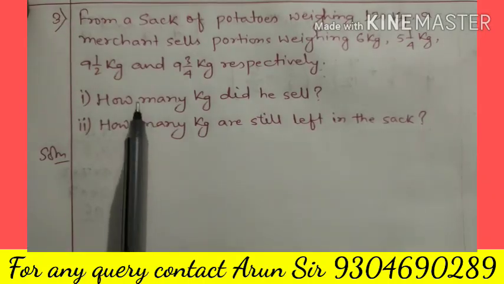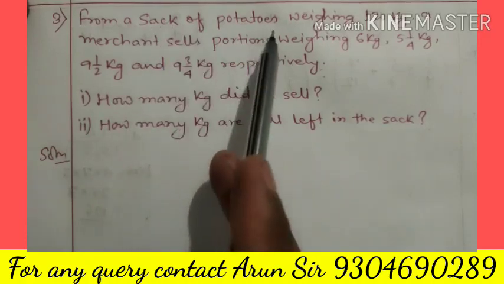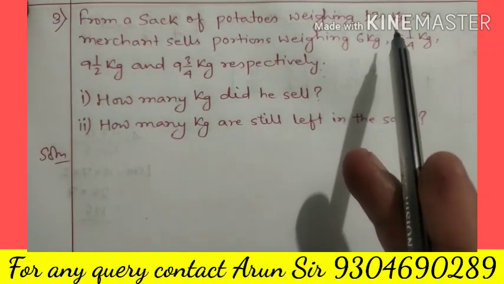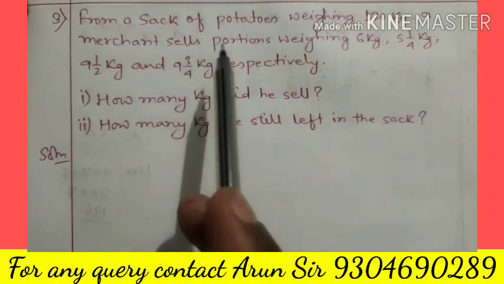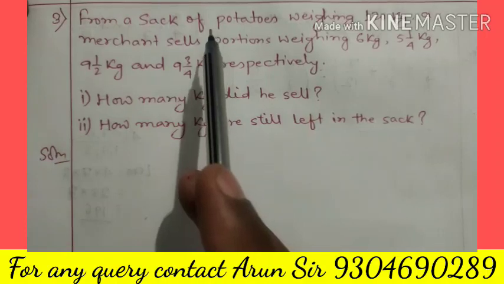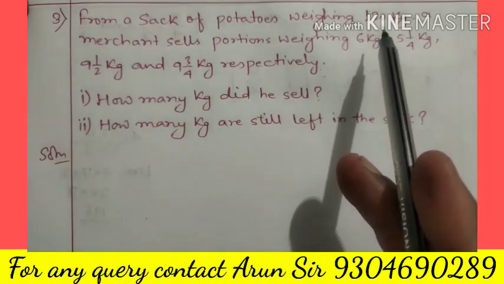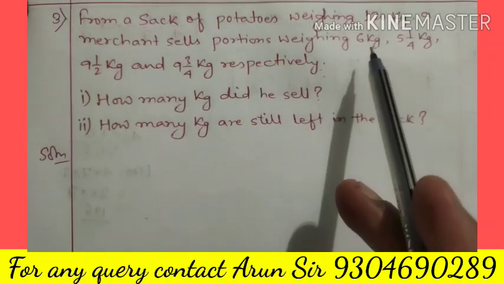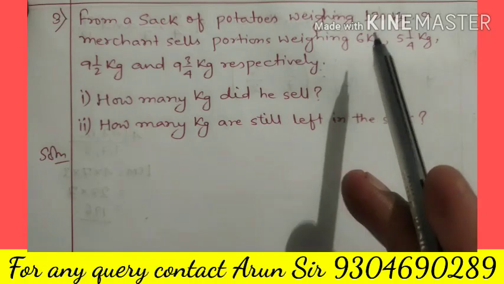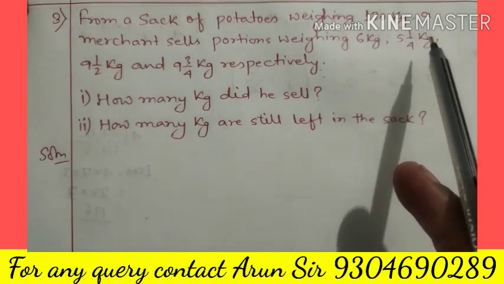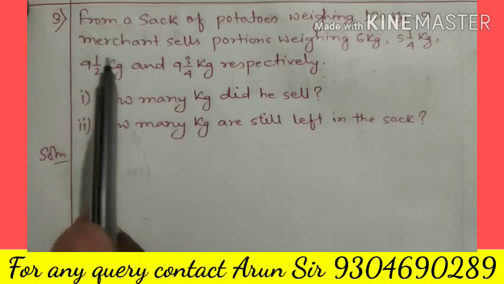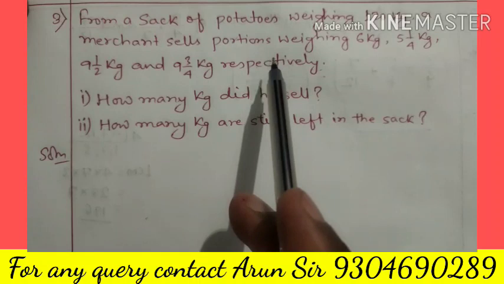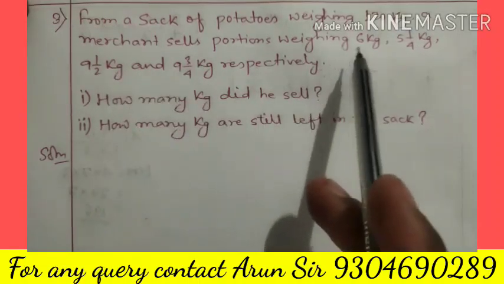Our next question, number 3, is saying, from a sack of potato, sack means bora, from a sack of potato weighing 120 kg, a merchant sells portions weighing... It means a potato sack was containing only 120 kg of potatoes, and from that sack the merchant is selling first part of 6 kg to one person, then again he sold 5 whole 1 by 4 kg to another person, then 9 whole 1 by 2 kg to some other person, and 9 whole 3 by 4 kg respectively. It means that the merchant has sold this much quantity to 4 persons.